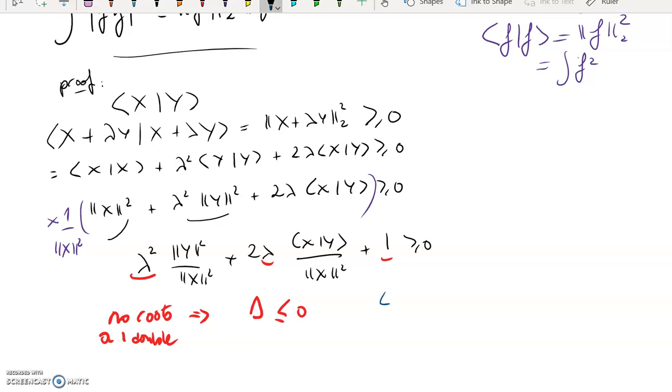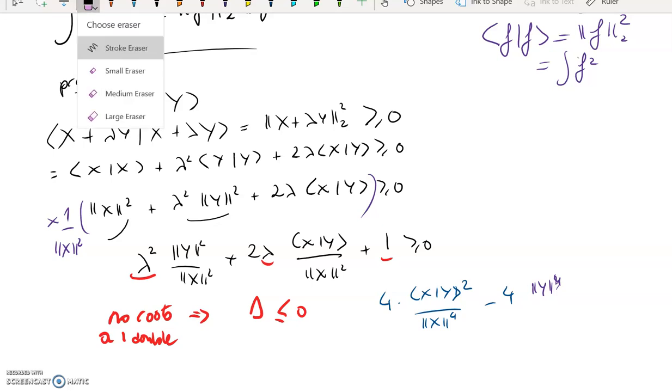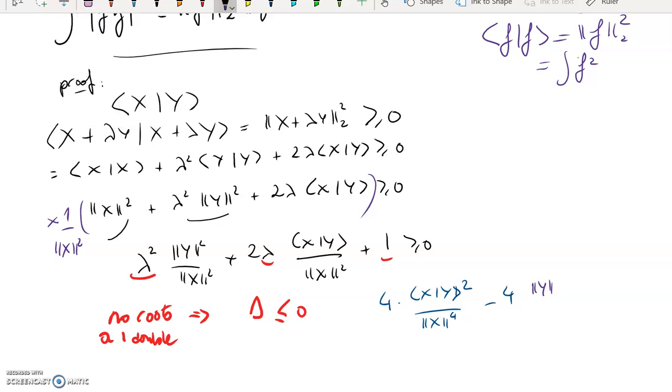So b squared is going to be 4 times (x y) squared divided by norm of x to the 4, minus 4 times 1 times y square divided by x square. And that should be smaller or equal to 0.